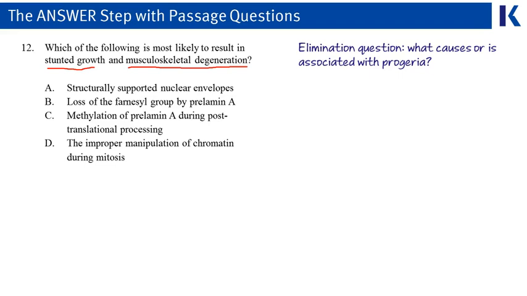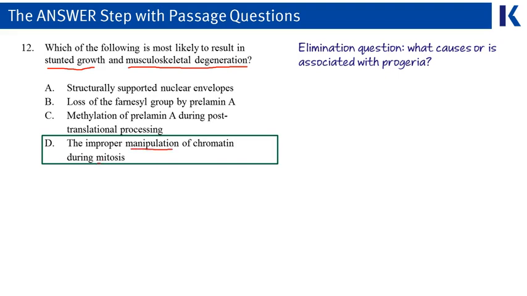Given that prediction, as general as it is, which answer choice matches it? And the answer here is choice D. This question is a perfect example of why we can't expect to have a really focused prediction for every question. Even though D is the correct answer, we haven't seen anything before, at least not in this passage or this question, about manipulation of chromatin during mitosis. But it is the only one of these answer choices that is likely to cause the symptoms of progeria. Specifically, that's because it's the only answer choice that is pathological at all. All the other choices, A, B, and C, are what happens in a normal situation.